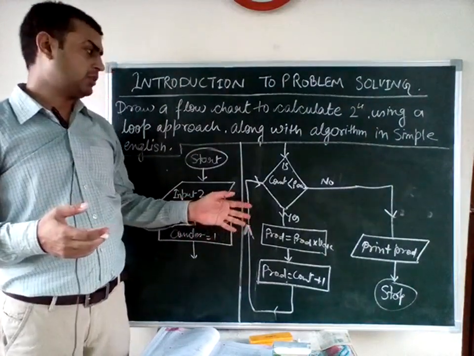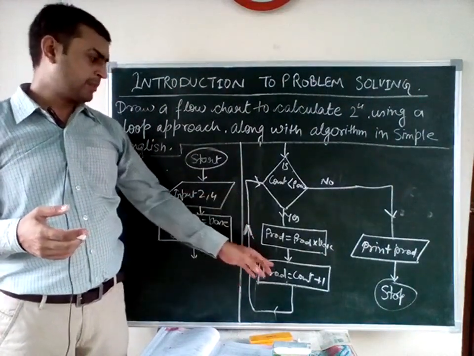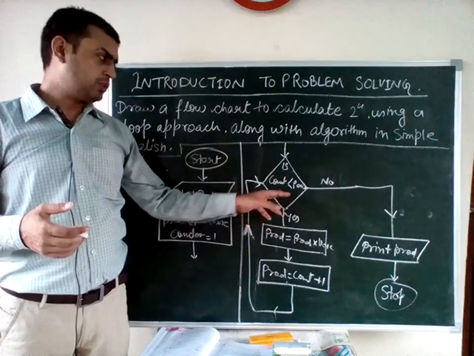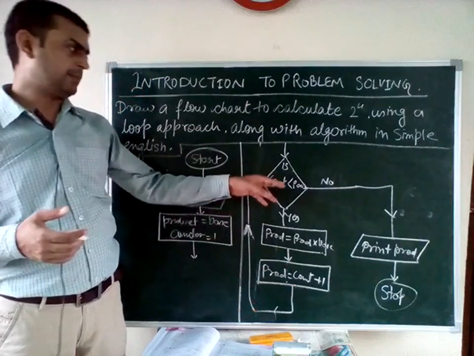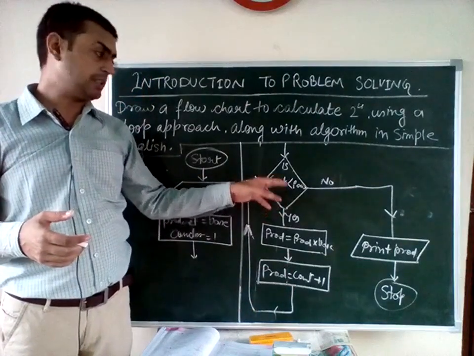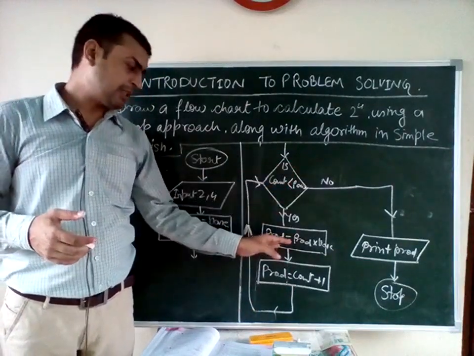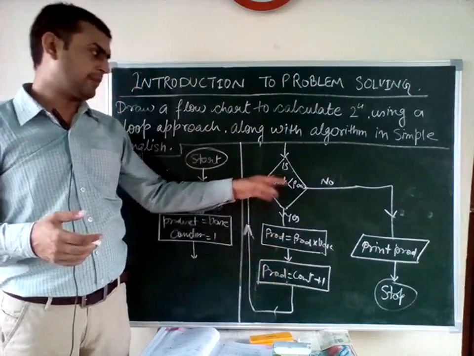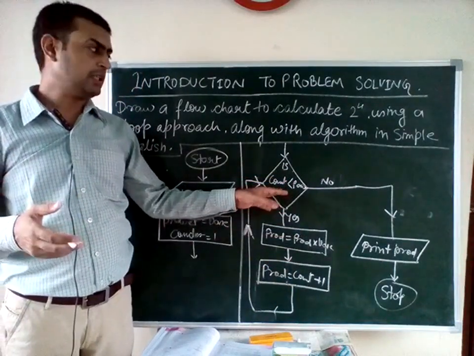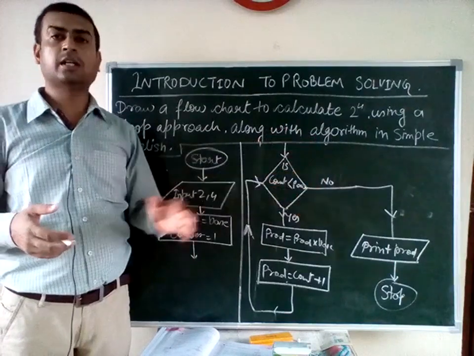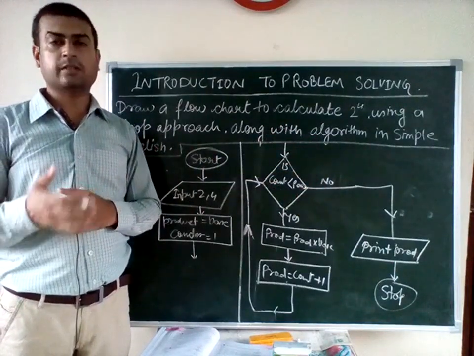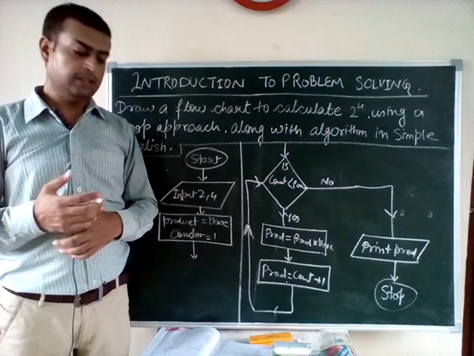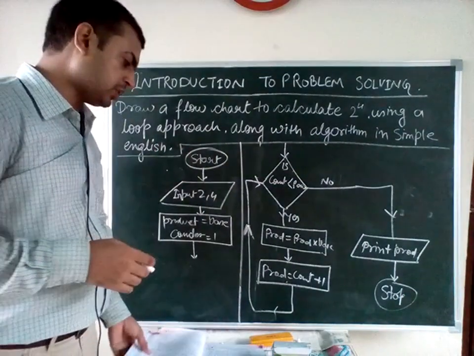So in this, what is going on, you can see, if this condition is correct, then it will multiply, it will increase, and then again it will come and check the condition again. If this condition is true, then again it will multiply, increase, and come back. If this is false, then it will go that side and give you the answer. So basically this is the way by which we write the algorithm and the flowchart. So this was the topic.